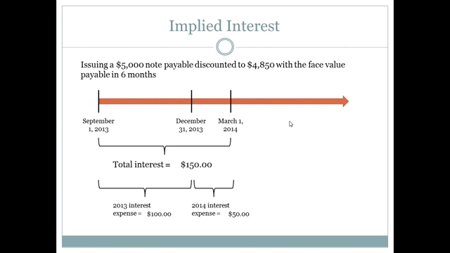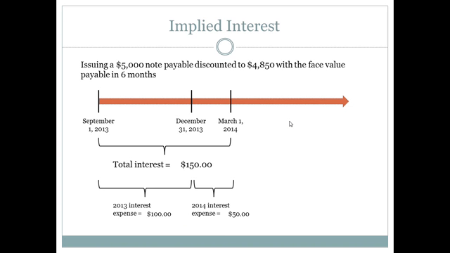Now, there's also something else that we need to be concerned about, not from a recognition or measurement process, but more from an analytical process. Remember here that the interest rate is not explicitly stated in this note. However, there is interest. We know that, and we can determine or estimate what our implied interest rate is.